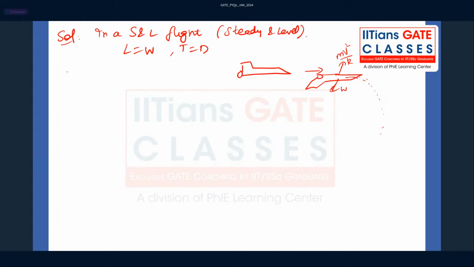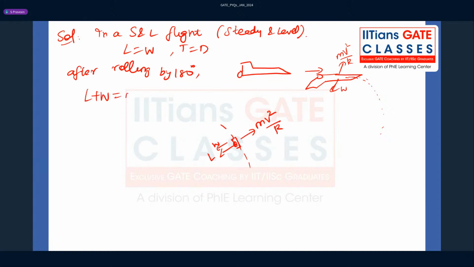Which means after rolling by 180 degrees, let me just take a section of this concerned element. Lift is in this way, and W is also in this way, and that is basically equal to mV square by r. So I can sum up the forces: L plus W will be equal to mV square by r, right? Which means from here I can write r would be equal to V square by g upon simplification.